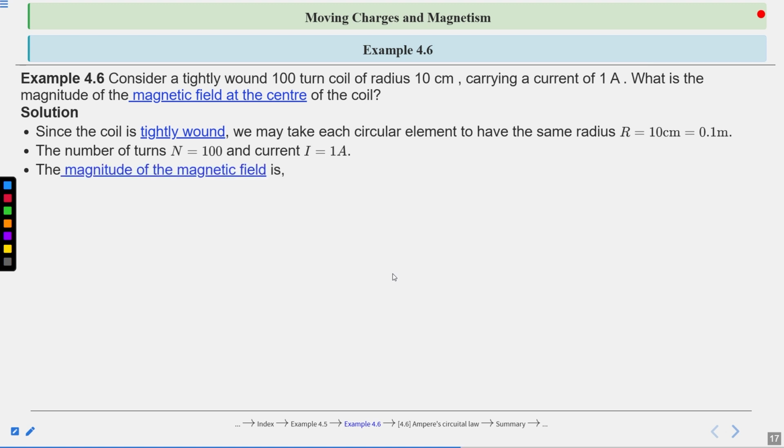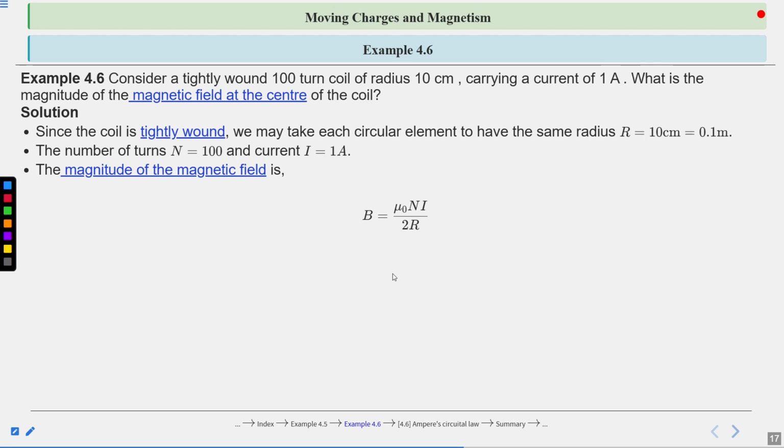So the magnitude of magnetic field is mu naught I upon 2r. Due to one circular loop, the magnitude of magnetic field at the center is mu naught I upon 2r. Due to a coil that has N number of turns, you have to multiply it by the number of turns also. Mu naught I upon 2r is the magnetic field due to one circular segment, and due to N number of turns, you have to multiply it by N.